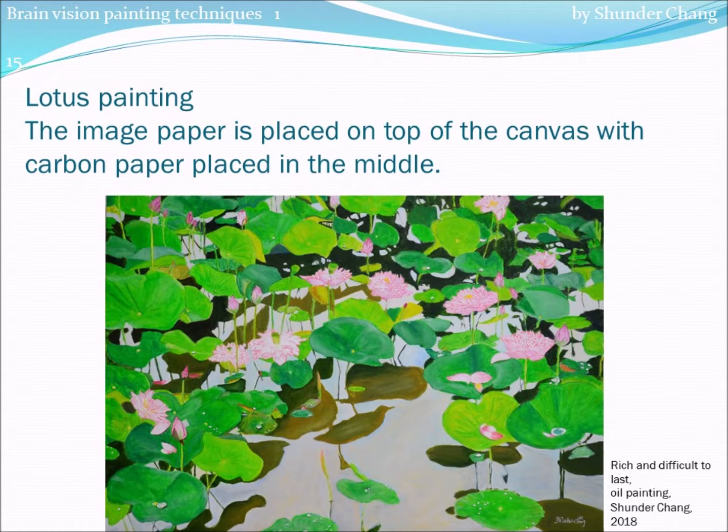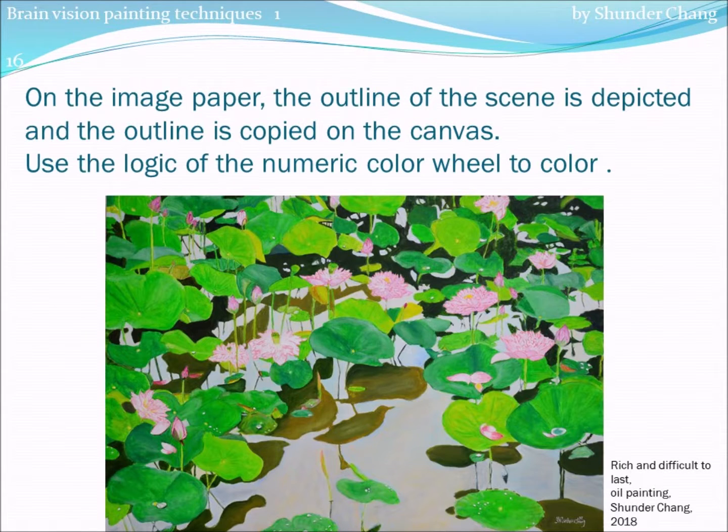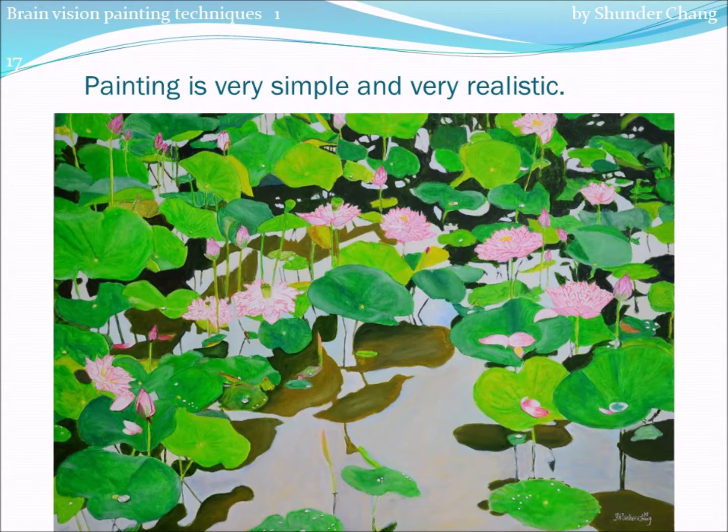Lotus Painting. The image paper is placed on top of the canvas with carbon paper placed in the middle. On the image paper, the outline of the scene is depicted and the outline is copied onto the canvas. Use the logic of the numeric color wheel to color. Painting is very simple and very realistic.